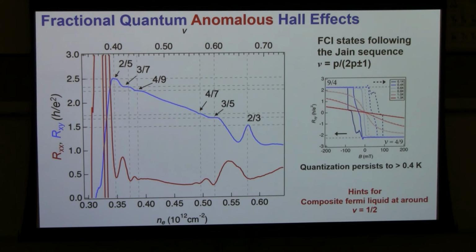All these fractional states are in the so-called Jain sequence. They are odd denominators, and they persist to about 400, 500 millikelvin. And at half filling, there's no plateau, there's no dip in Rxx. The value is like 2h/e squared, or it's not quantized, and it varies linearly with the charge density. So it looks like a composite Fermi liquid. There's no direct evidence yet. Phenomenologically, we got the integer, we got the fraction.